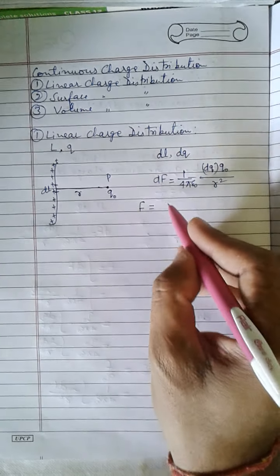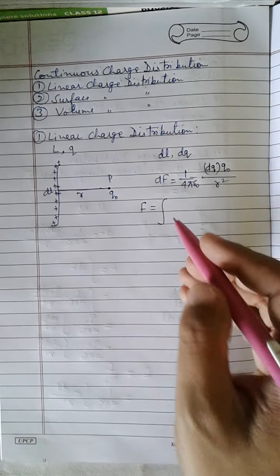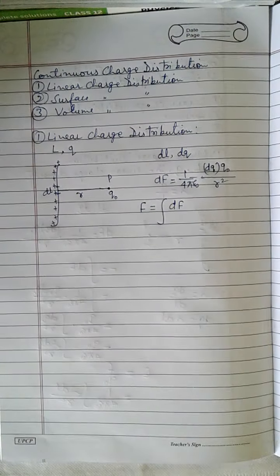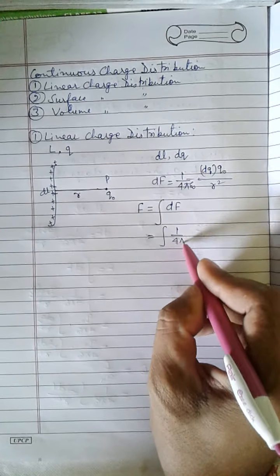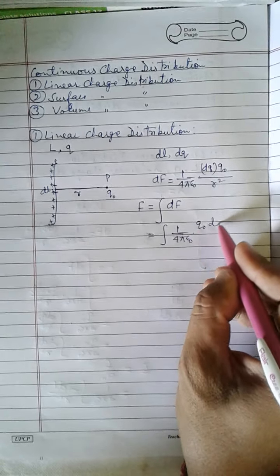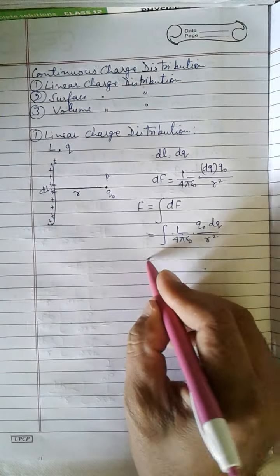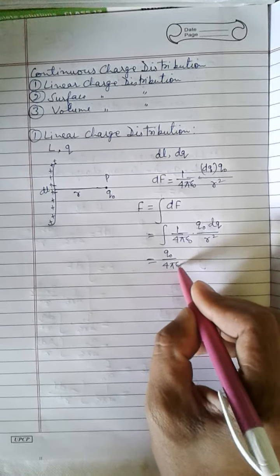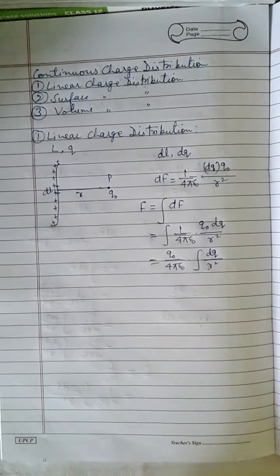And what is the sum? Continuous sum, and continuous sum is integration. Continuous sum is always denoted or solved by this integration. Fine. Put the value of dF. It is 1 upon 4 pi epsilon naught. Take this q naught first, dq upon r square. Take the constant out, q naught upon 4 pi epsilon naught, then integral of dq upon r square.